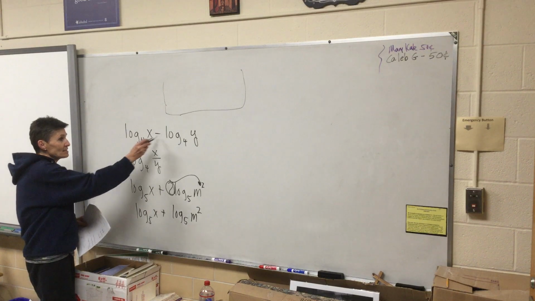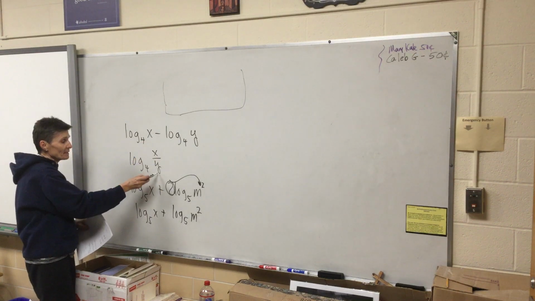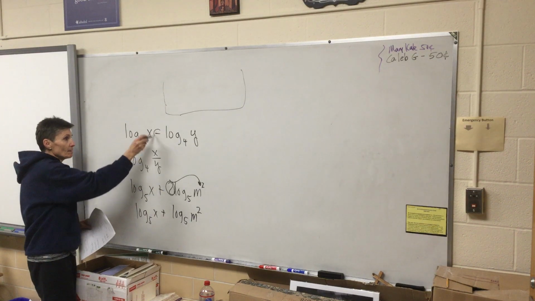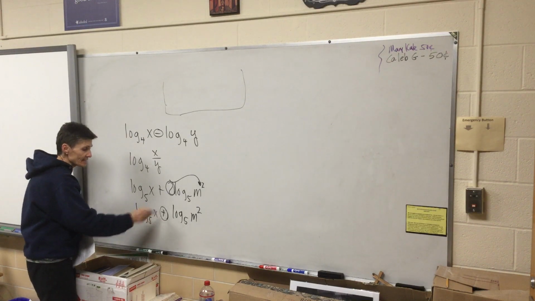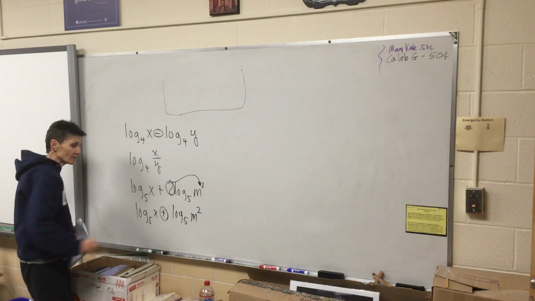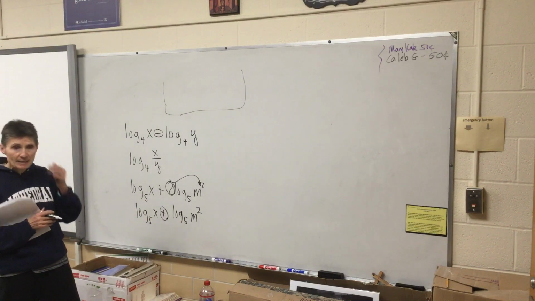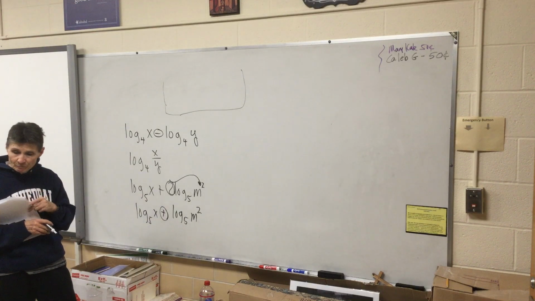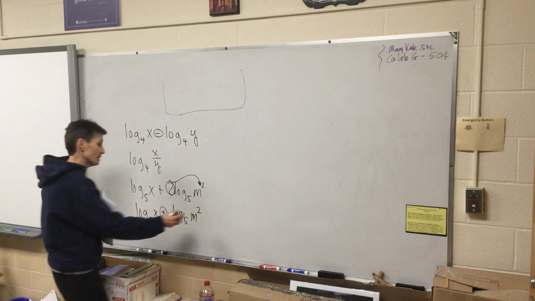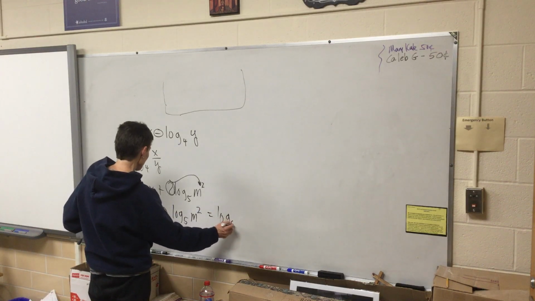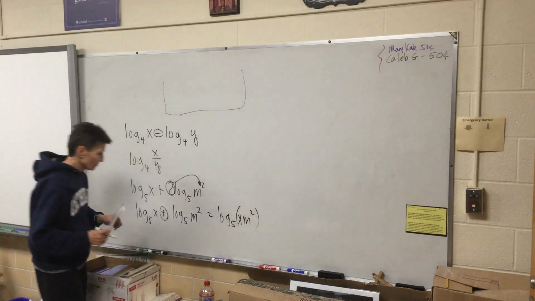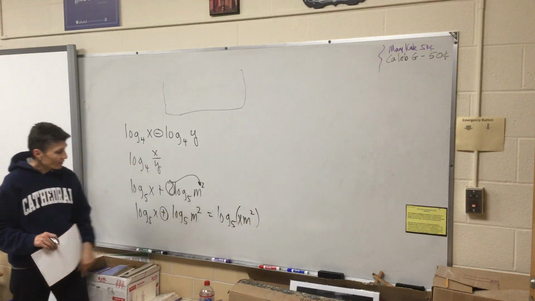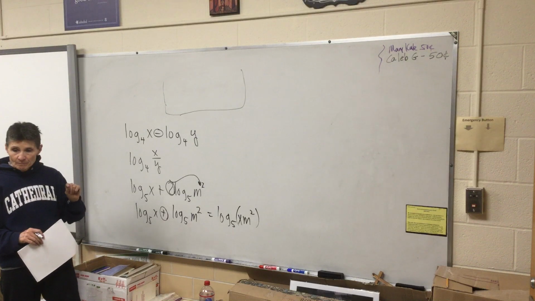Now, when I put these 2 together, I put them together as a division because that was a subtraction. This is an add. So how do you think those are going to go together since it's an addition problem? Multiplication? Yes. So it's going to be log of x times m squared.